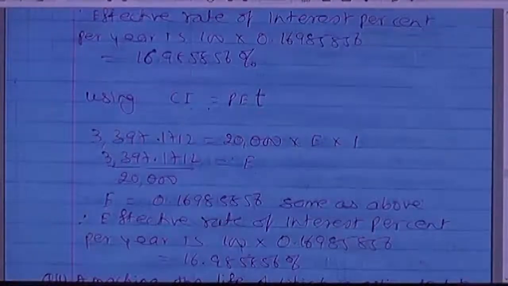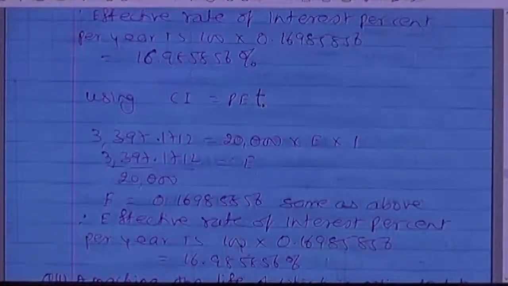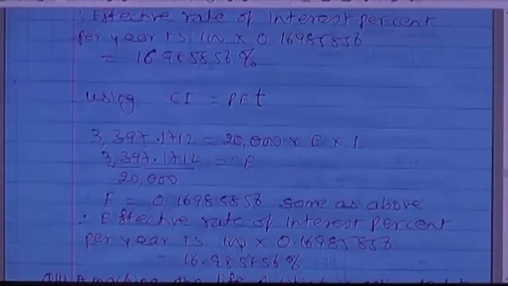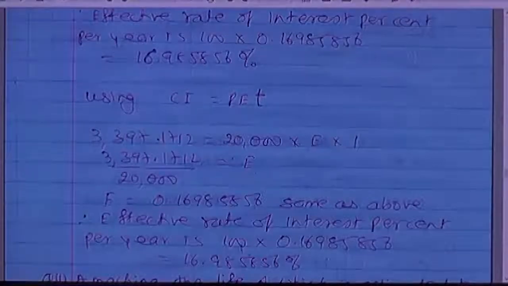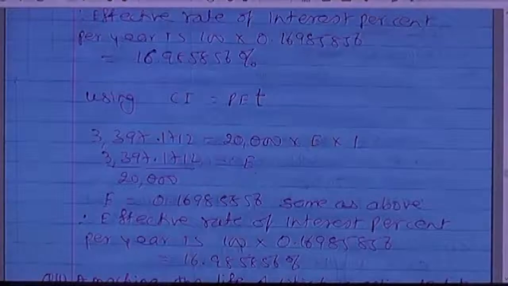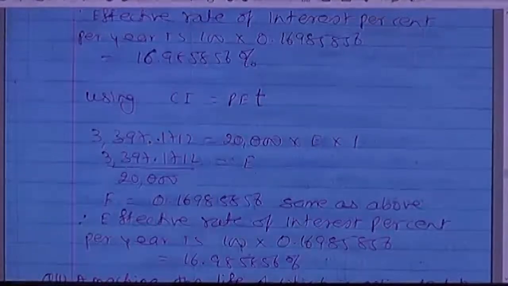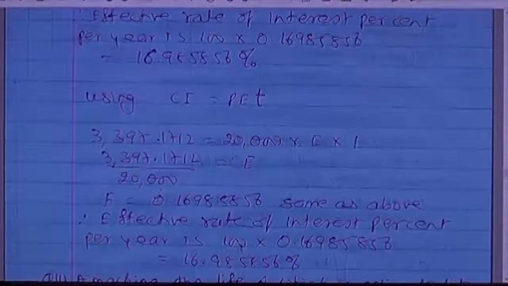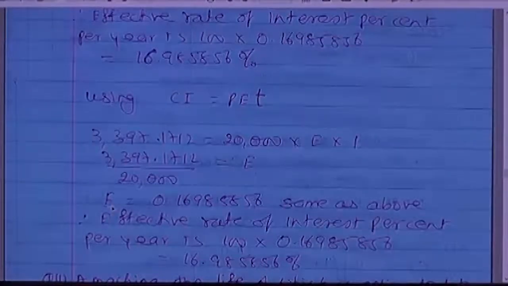And if you use the compound interest formula to find out the effective rate of interest, the formula is compound interest is equal to P into E into T, where P is the principal, E is the effective rate and T is the time period. We get 3,397.1712 equal to 20,000 into E into 1. Therefore, E will be equal to 3,397.1712 divided by 20,000. After simplification, we get E as 0.16985856, which is same as above.